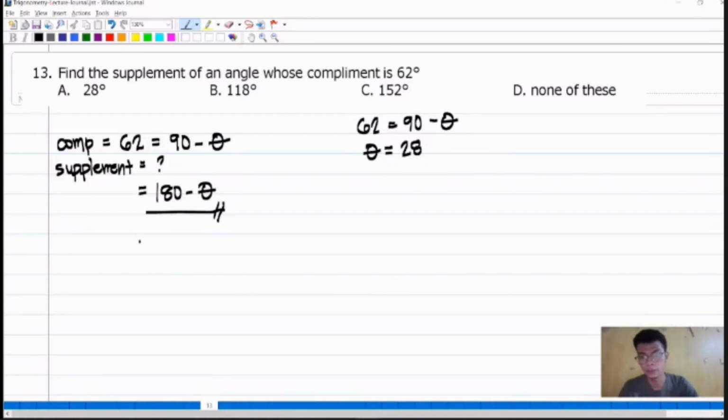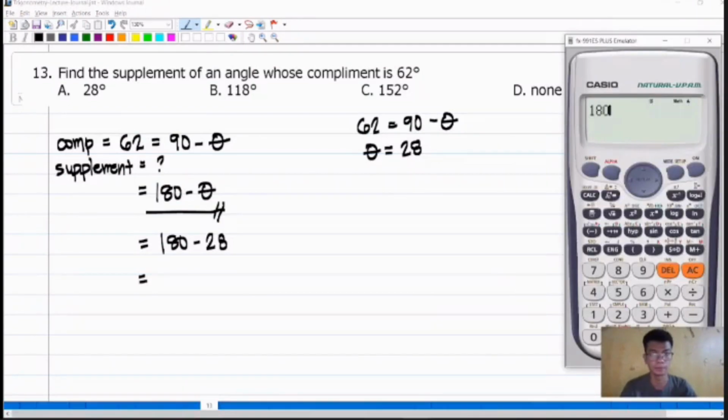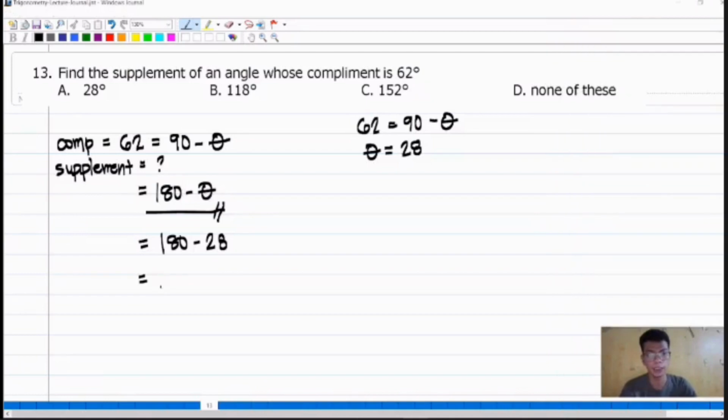And in order to find the value of the supplement, that is simply 180 minus yung mismong theta natin at 28. So 180 minus 28. So baka maisagot ninyo si 28, hindi pa siya ang supplement. Siya pa lang yung mismong value ng ating angle theta. And the answer is 152.